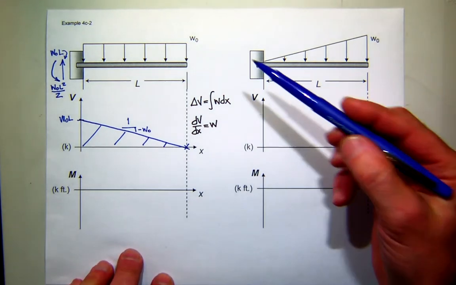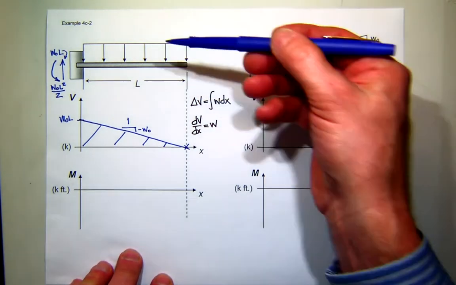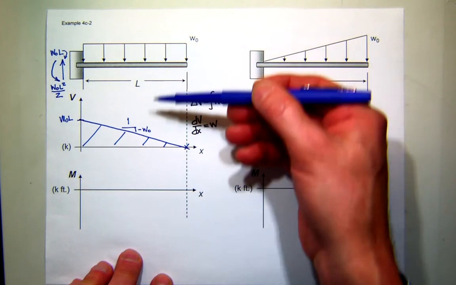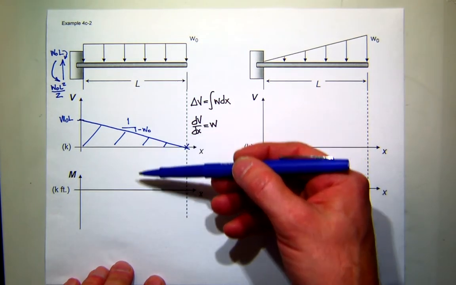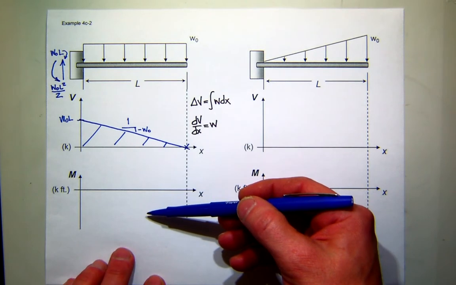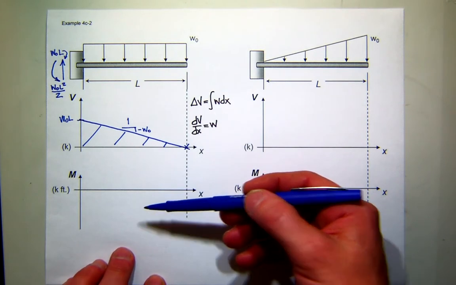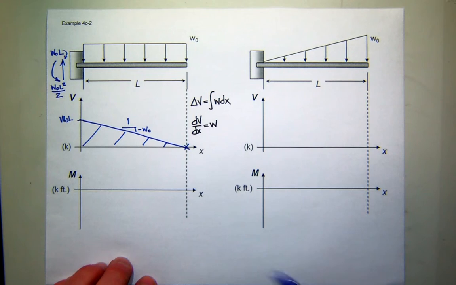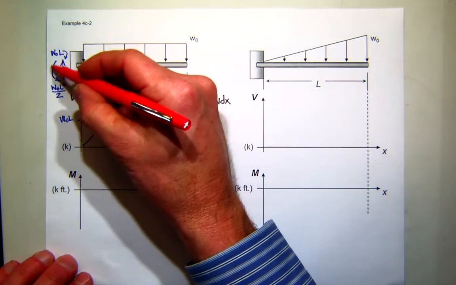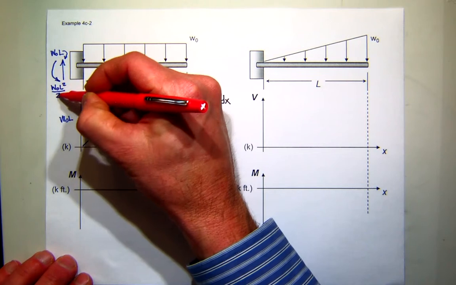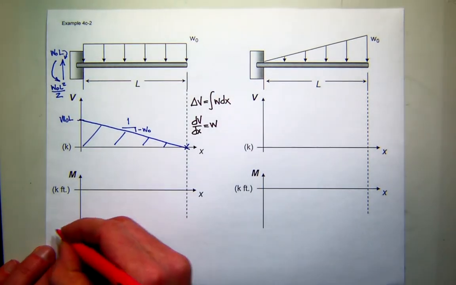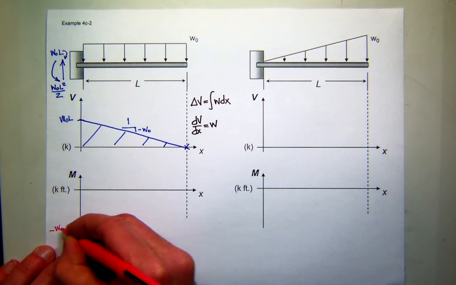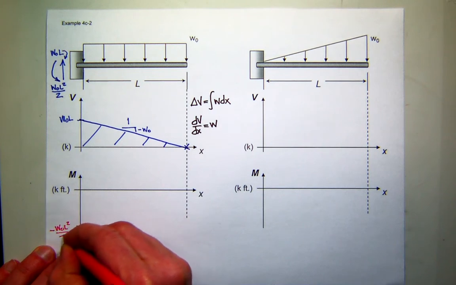Also notice we talked about before, due to this integral relationship, if your load is constant, your shear is going to be linear. If your shear is linear, what do you think the moment's going to be? Quadratic, second order. So let's draw the moment diagram. What does the moment start at? What's the bending moment over here? Is this positive or negative bending moment? Negative. So we're going to start off at negative W naught L squared over 2.